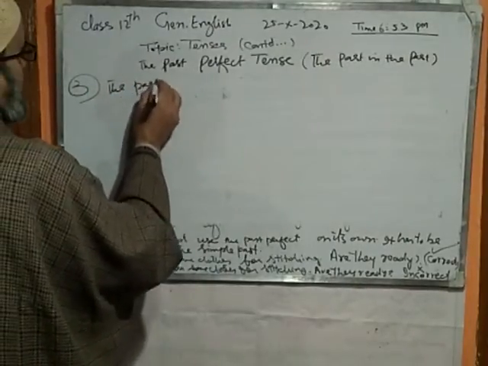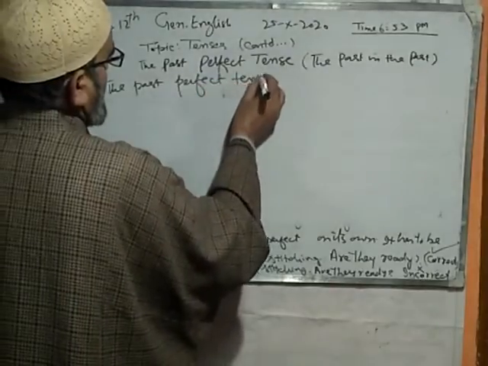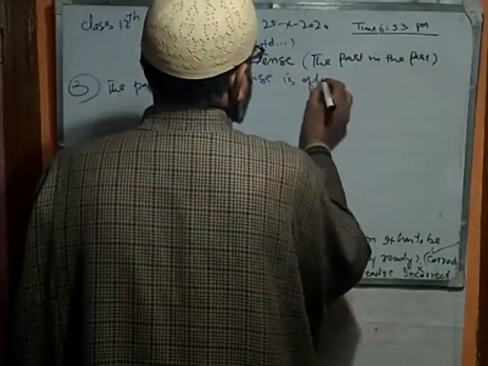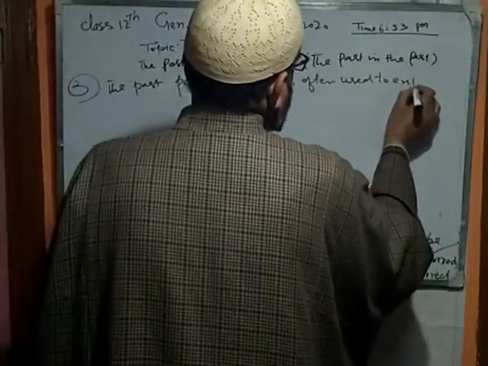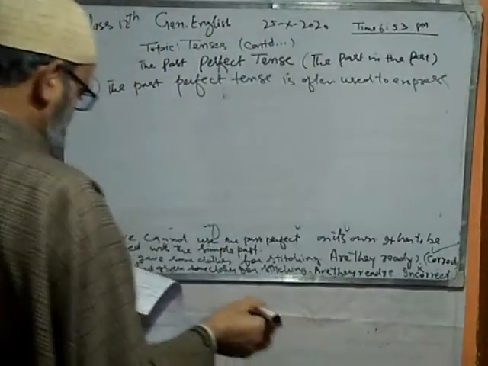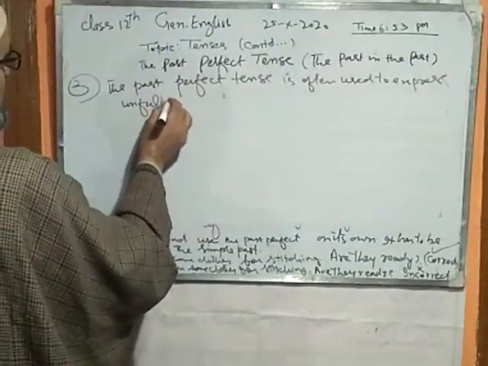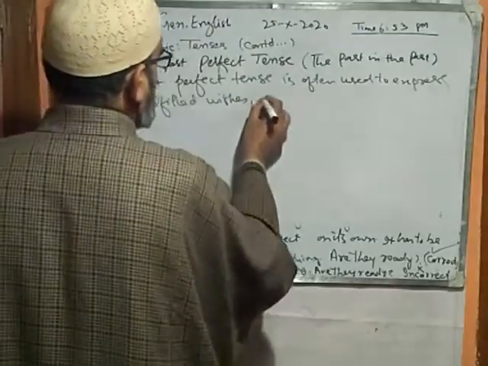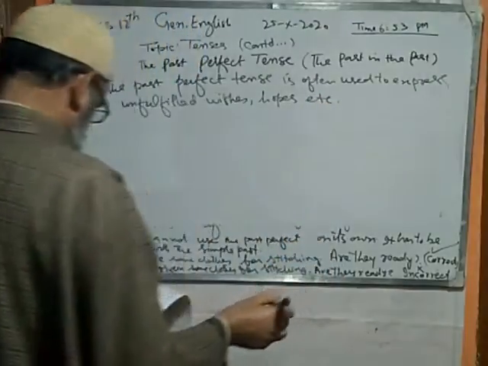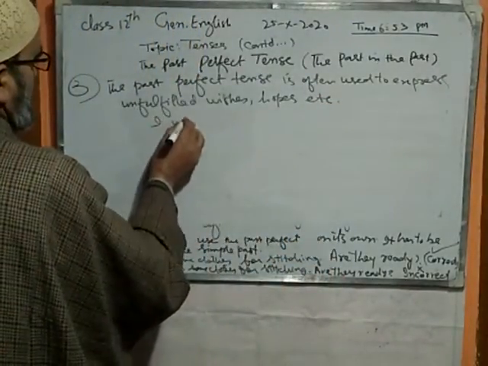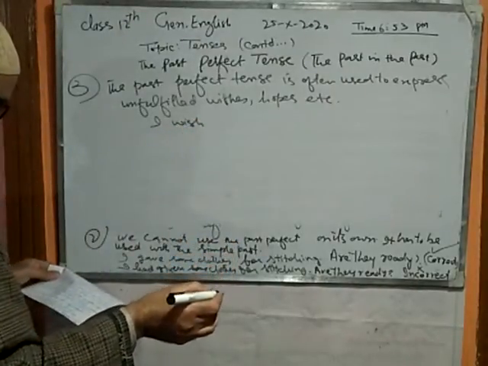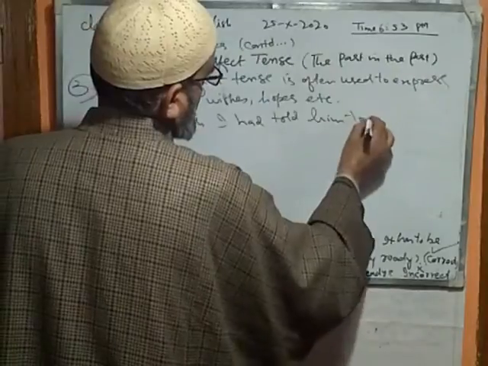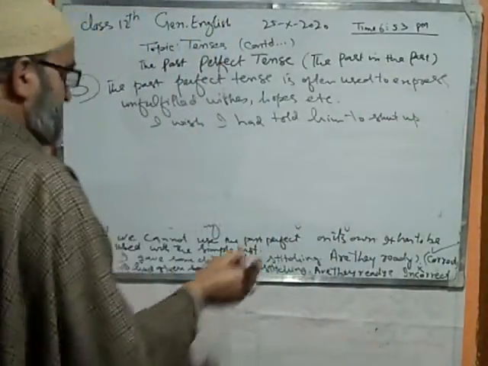The past perfect tense is often used to express unfulfilled wishes, hopes, etc. For example, I wish I had told him to shut up.